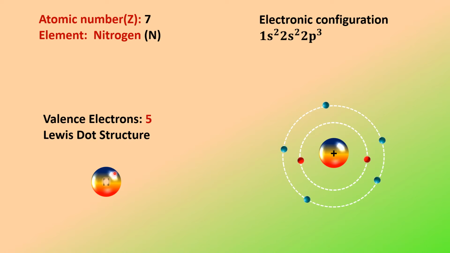This is the nucleus, nitrogen. These are the 5 electrons. Here 2s2, 2p3. So 2 plus 3, 5. 1, 2, 3, 4, 5. Now we'll write the dot structure for the next element.